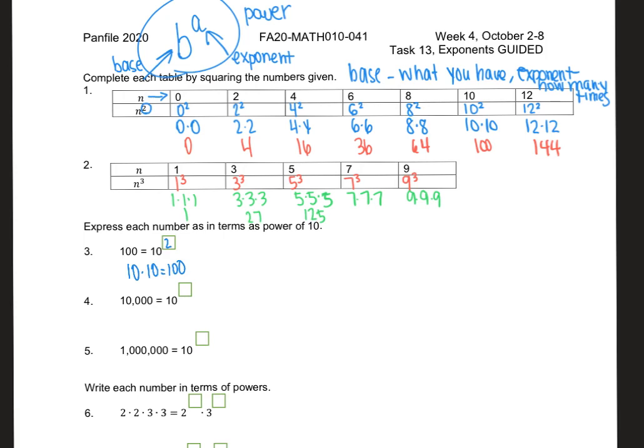How many 10s would we need to multiply by itself to get 10,000? We would need 4. And I'll give you a hint. It is as simple as it seems in that the number of zeros here is the number of zeros here. So 1, 2 here, 1, 2, 3, 4 there. So 1, 2, 3, 4, 5, 6, we need a 6 as our exponent here.